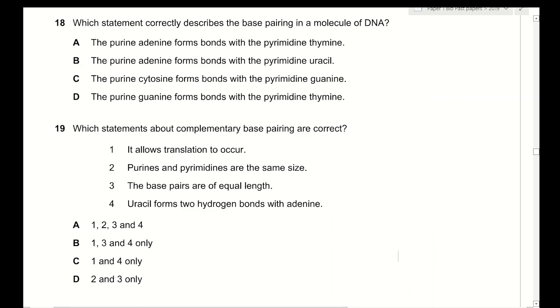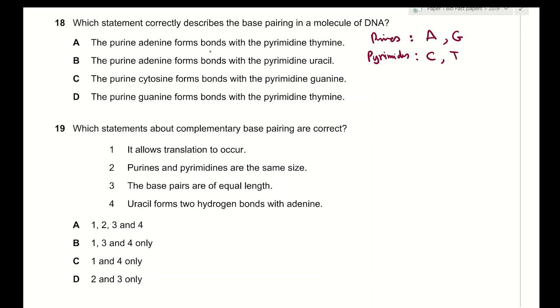Question number 18. Which statement correctly describes the base pairing in a molecule of DNA? A. The purine adenine forms bonds with the pyrimidine thymine. Now, first of all, we must identify which are purines and which are pyrimidines. Now, purines are the larger bases, and they are made of two rings. Purines in this case are adenine and guanine. Now, pyrimidines are smaller, and they are only formed by one ring. So, pyrimidines are cytosine and thymine.